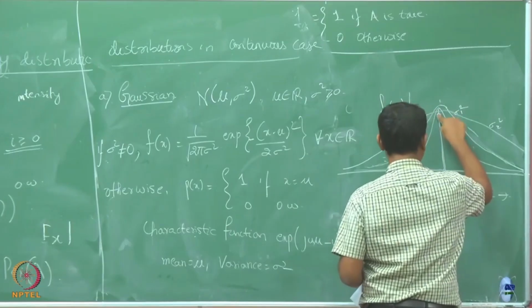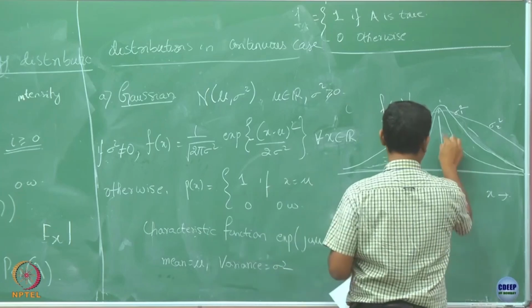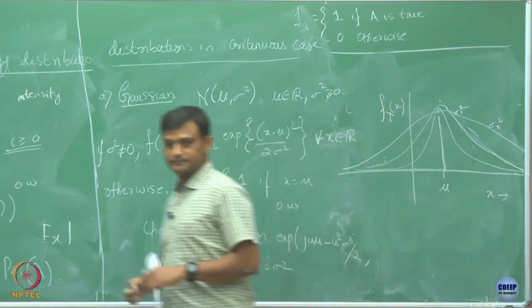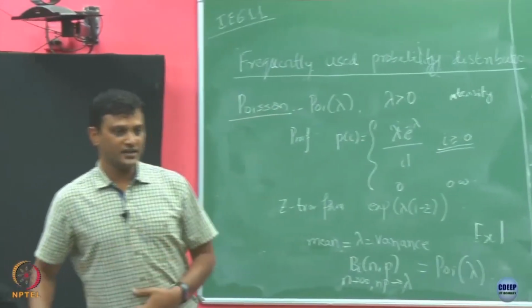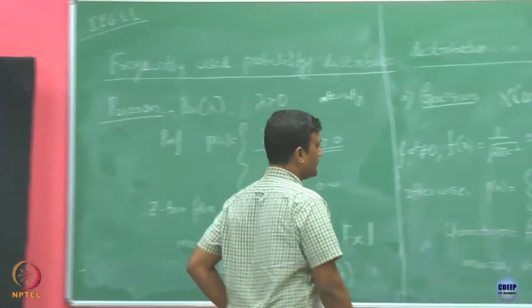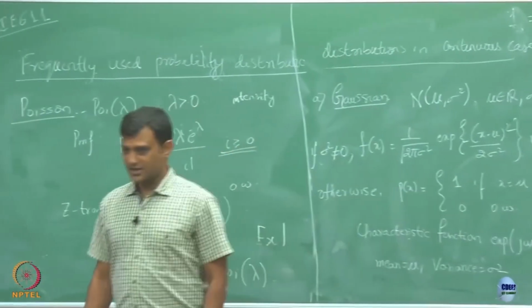So if sigma square equals 0, this height is just going to be 1. That is the only point where it will have positive mass, and 0 everywhere else. Fine. So I have a Gaussian distribution like this.